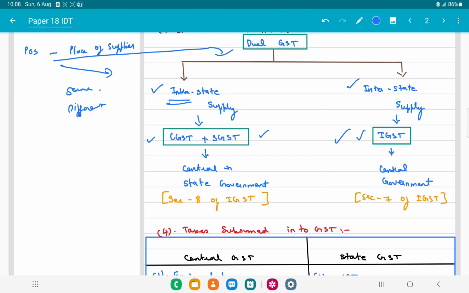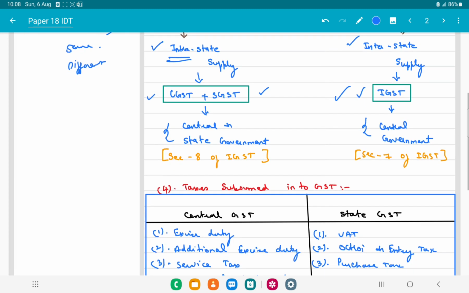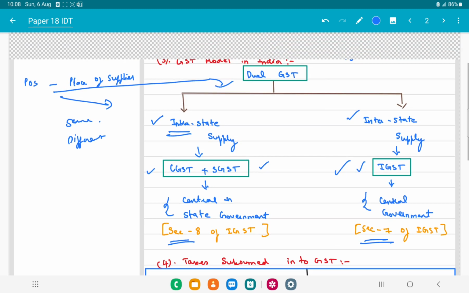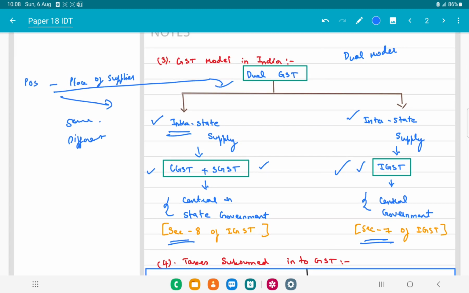Who has authority to collect the tax? Here in intrastate supply, there will be central and state government both, but for interstate, only the central government exclusively has the power to levy this tax. This is as per section 8, this is as per section 7 of IGST Act. For the time being, just note down, it is as per IGST Act. We are going to cover section 8 and 7 also in a detailed manner. So this is about the GST model in India.